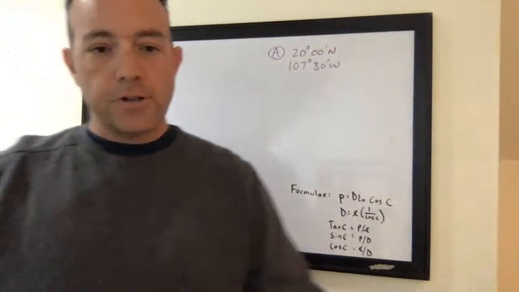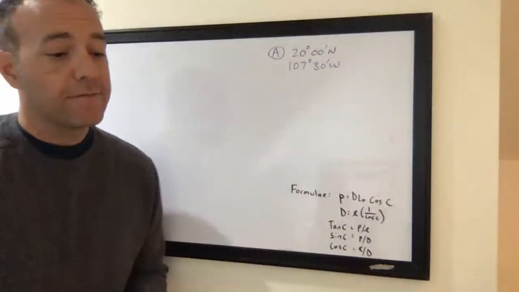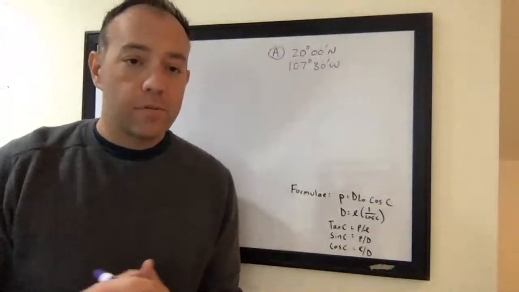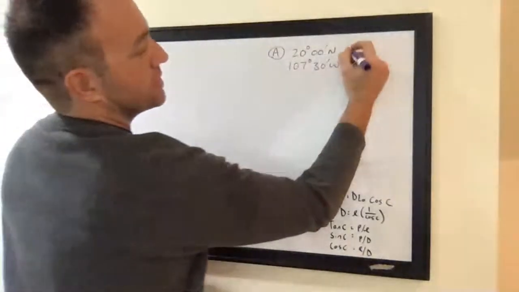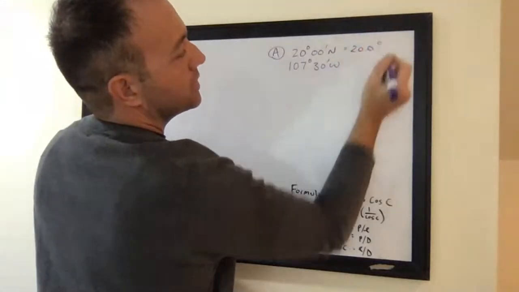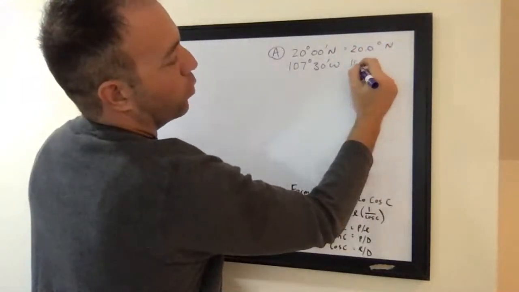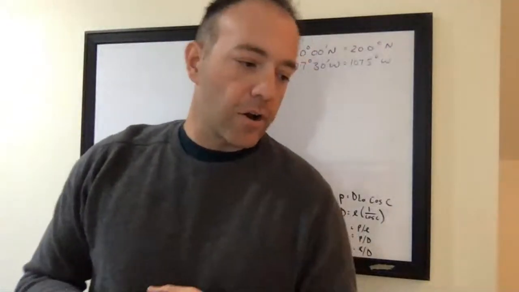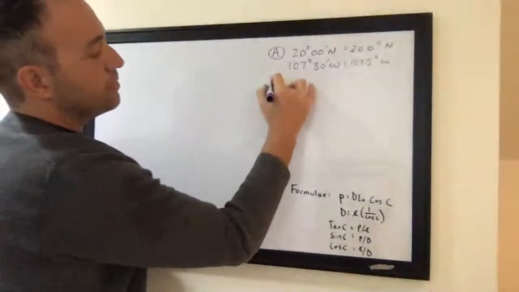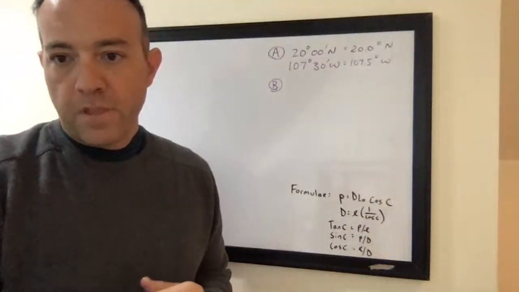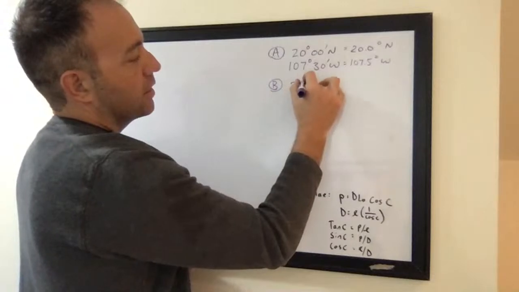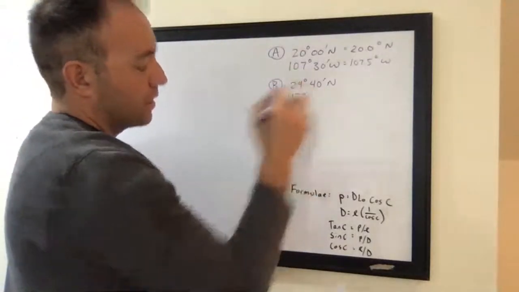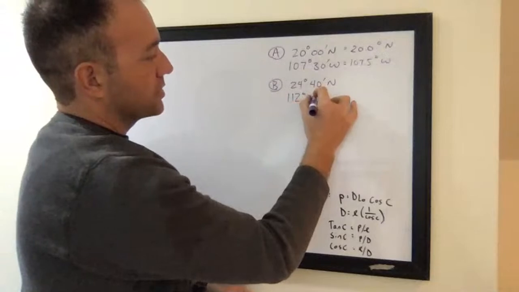west. So the first thing that we would want to do in that case is convert that right over to decimal notation, right? So we just talked about that a second ago. And luckily in this problem, the Coast Guard has given you kind of easy numbers. So this is going to be equal to 20.0 degrees north. And this one is going to be equal to 107.5 degrees west. So thanks to the Coast Guard for that. They're not always trying to trick you, I guess. Position B in this case was 24 degrees and 40 minutes north, and then 112 degrees and 30 minutes west.